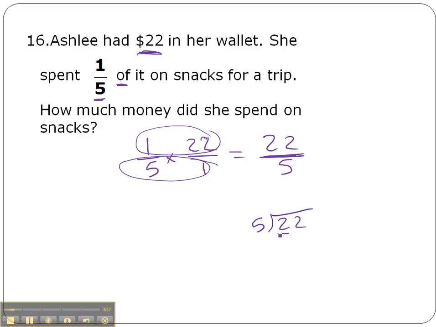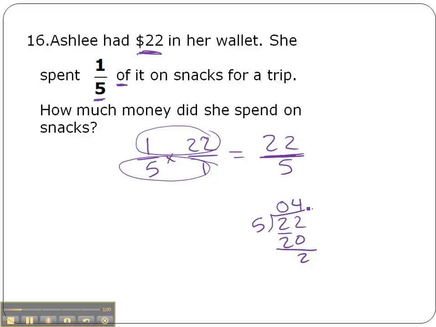How many 5s are in 2? None. How many 5s are in 20? 4. 4 times 5 is 20. And my remainder is 2. Now, oftentimes when we start with a problem that has a fraction, we'll express our answer as a mixed number. However, since this time we're talking about money, we want to express our answer as a decimal.